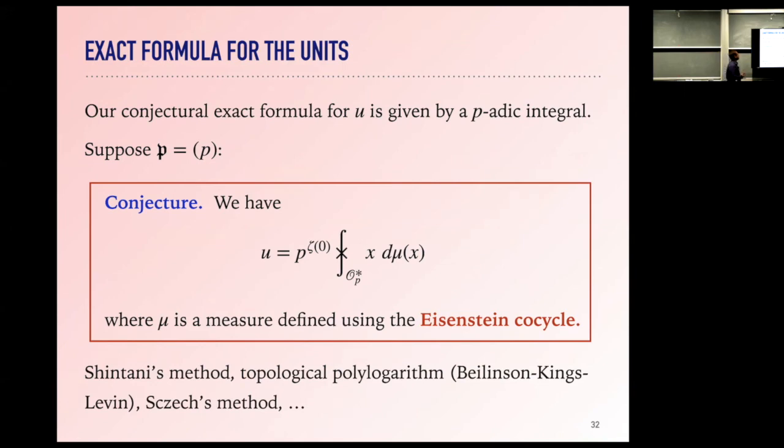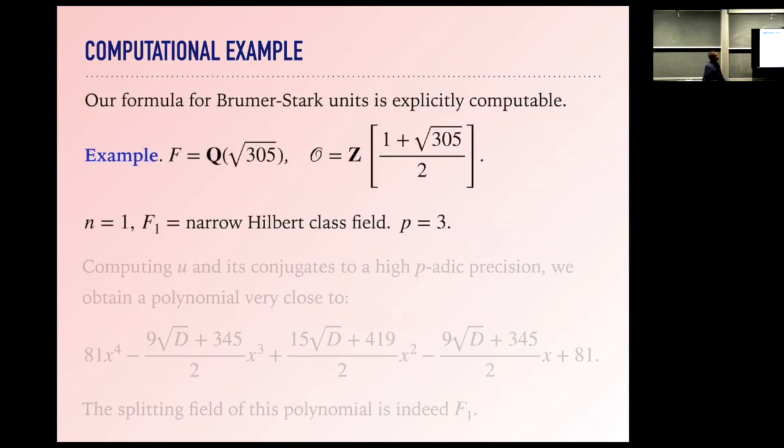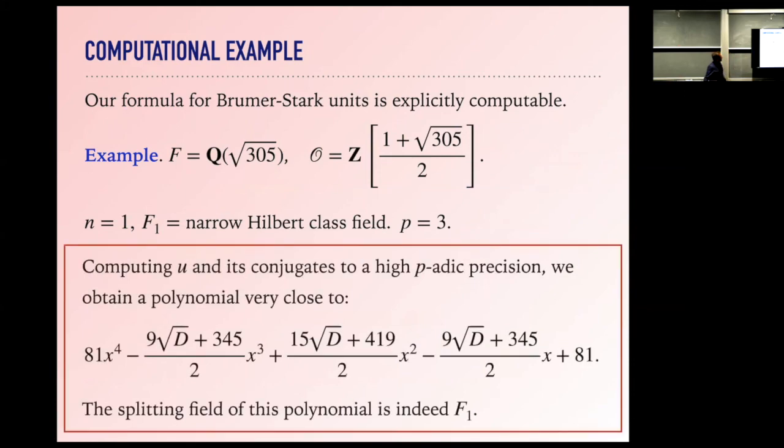This Eisenstein cocycle can be defined through a variety of techniques, such as Shintani's method, the topological polylogarithm as studied by Bannai, Kings, and Levin, Czech's method. So there are literally a dozen names I could put here, people that have studied the Eisenstein cocycle, and I apologize for not listing them all. But once you have this conjectural formula, which we've kind of proven up to a root of unity, you can actually put it into a computer.